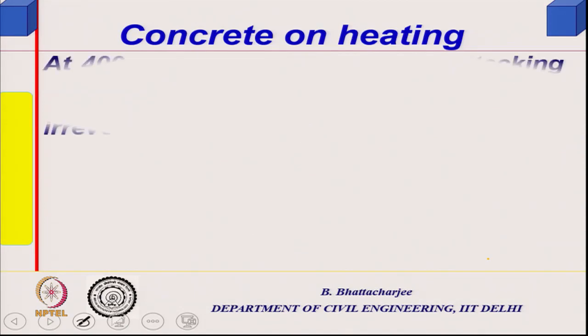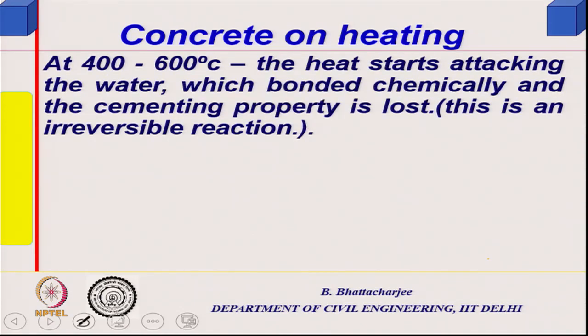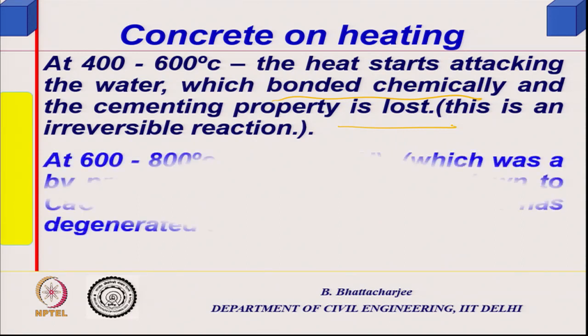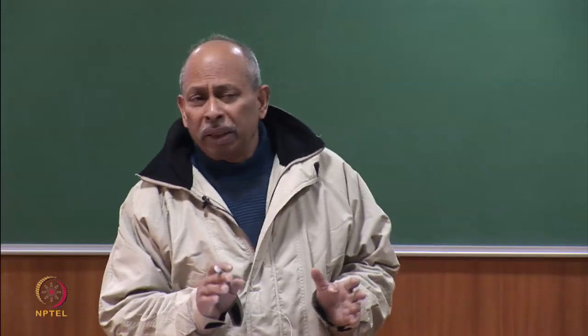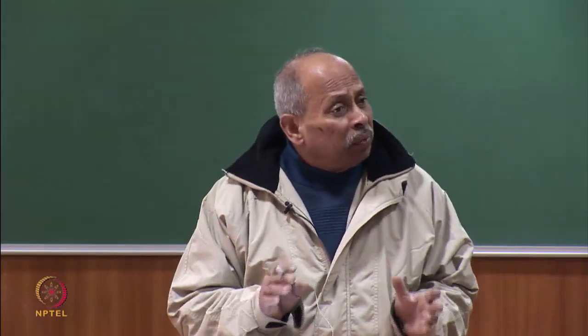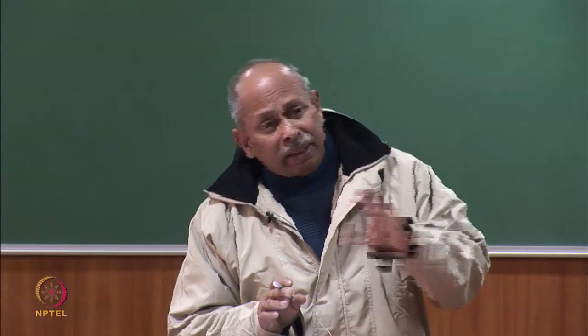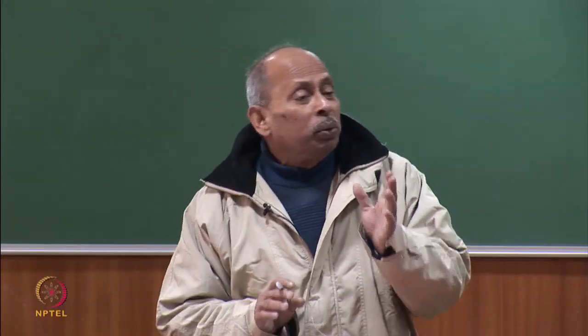That's what I just mentioned. The heat starts attacking the water which is bonded chemically, and the cementing property is lost completely. So, at 400 to 600 degrees centigrade, and beyond that, calcium hydroxide will break down, and the entire concrete has degenerated completely. So properties change accordingly. At 100 to 150 degrees centigrade, not much of an effect, strength would not reduce. At 200 to 400 degrees centigrade, shrinkage, cracks, etc. You will find them larger as you go towards the higher temperature.